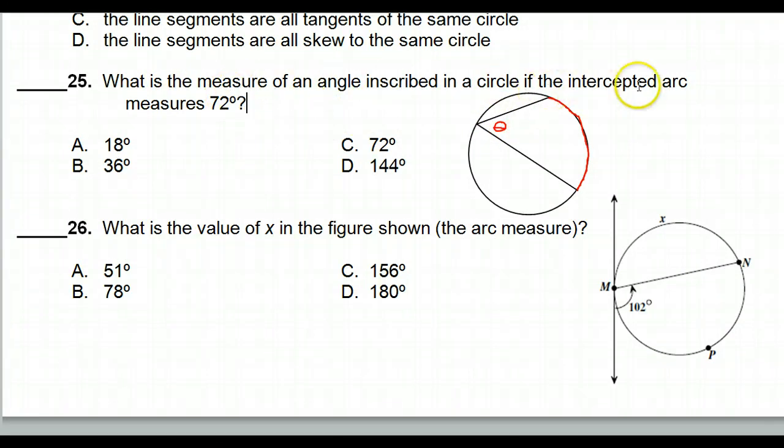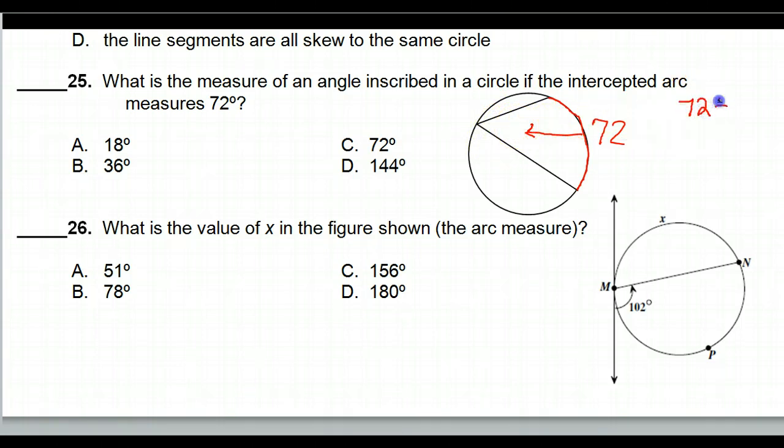Let's see. They told us that the intercepted arc is 72. So they're telling us that this is 72. So if that is 72, then what is this angle? Well, the angle is half. So if I do 72 divided by 2, that should give me this other angle, which is going to be 36. So that's why the answer to this question is B. Alright, and I do believe we are down to our last question of the test.